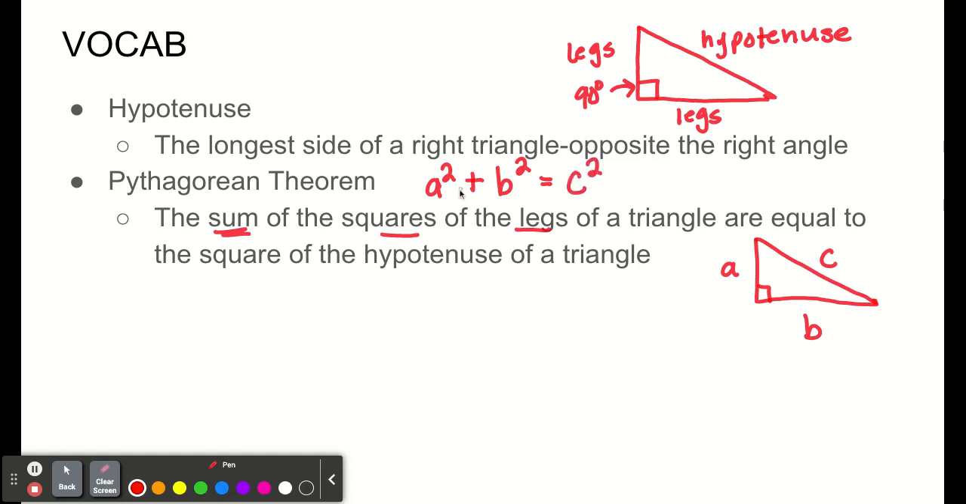So A squared plus B squared is equal to C squared, but you must keep in mind that it's the sum of the squares of the legs that are always equal to the hypotenuse. So the hypotenuse will be by itself when you're using the Pythagorean theorem. So always make sure that's where you're substituting the hypotenuse.